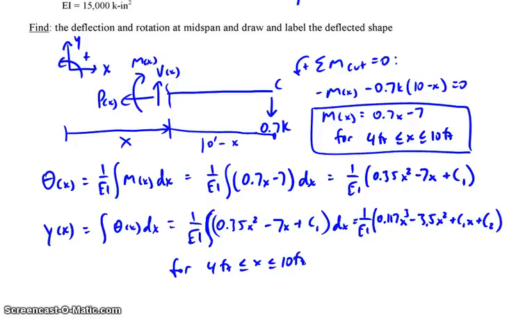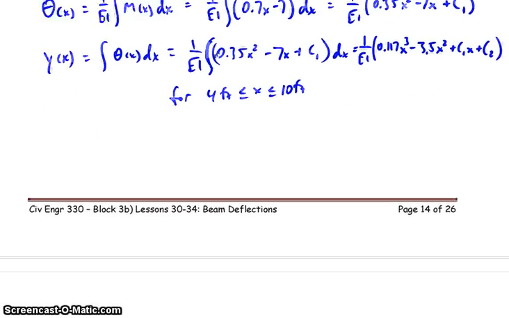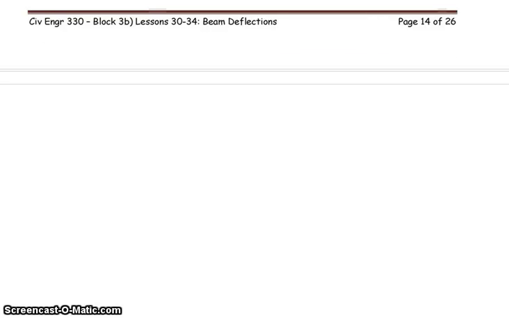Now once we have our two expressions, one for rotation and one for deflection, as you notice we have two constants, C1 and C2. We need to solve for those. And we solve for our constants by identifying and applying boundary conditions. And that's what I'll start doing on the top of the next page. So we need to find out what our boundary conditions are between 4 feet and 10 feet.